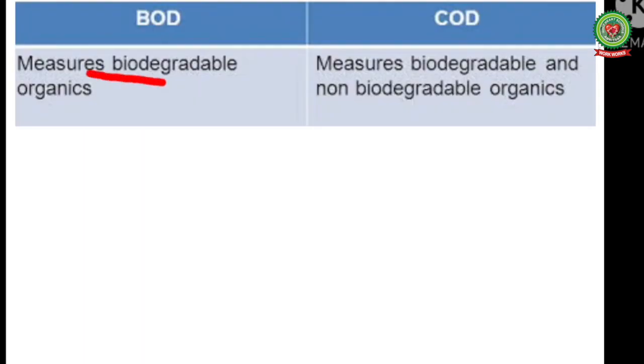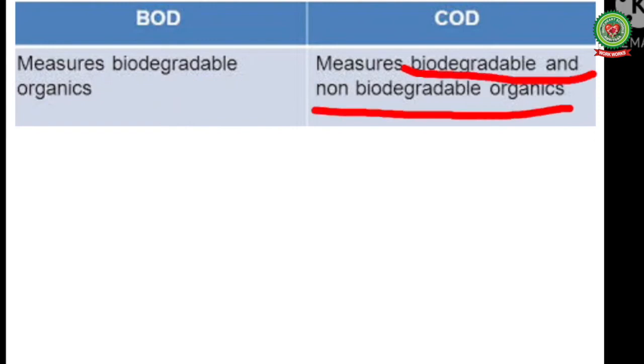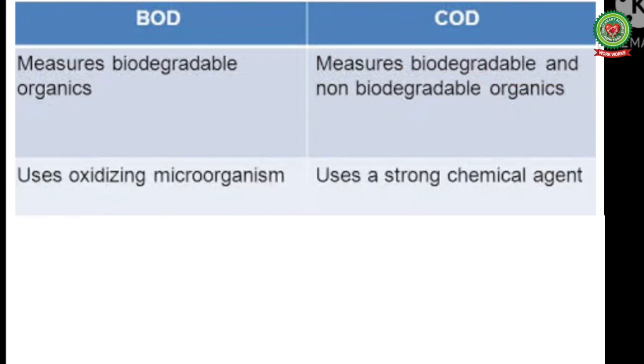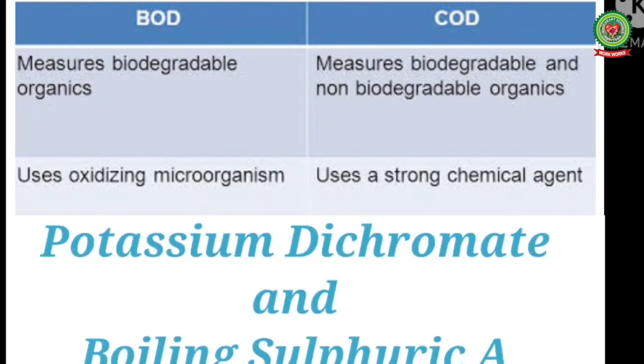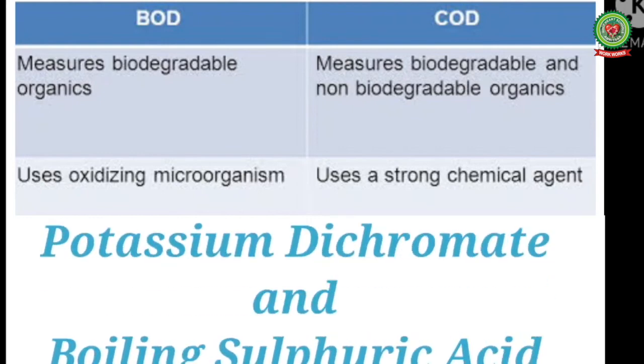Next is, students, differences between BOD and COD. Students, BOD measures biodegradable organics, whereas COD measures biodegradable and non-biodegradable organics present in water. BOD uses oxidizing microorganisms, whereas in COD we use a strong chemical agent, that is potassium dichromate in combination with boiling sulfuric acid.